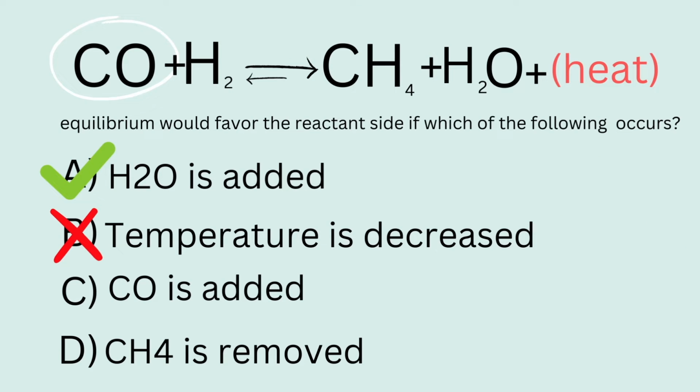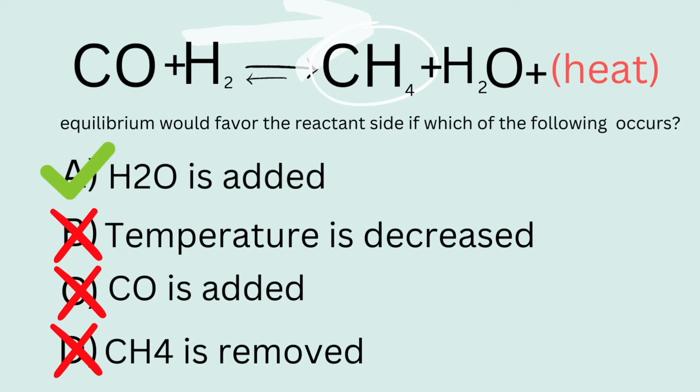Next, if carbon monoxide is added. Well, carbon monoxide is a reactant, so increasing our reactant will cause the system to shift to the product side. And if we remove methane, methane is from the product side, so the system will shift towards the product side in order to compensate. So all of these are wrong and our answer A, H2O, is right.